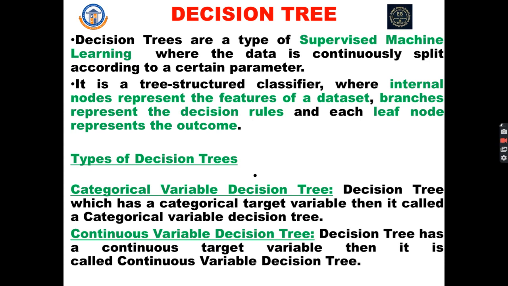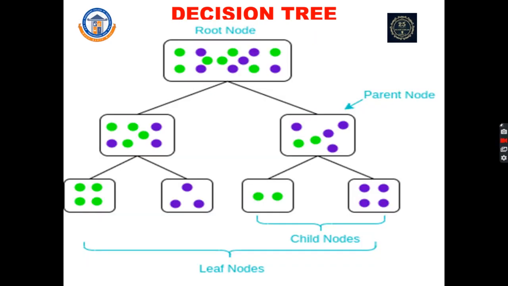Let's see how many types of decision trees there are. We have categorical variable decision trees, which are decision trees that have a categorical target value. And coming to the continuous variable decision tree, it is a decision tree which has a continuous target variable.